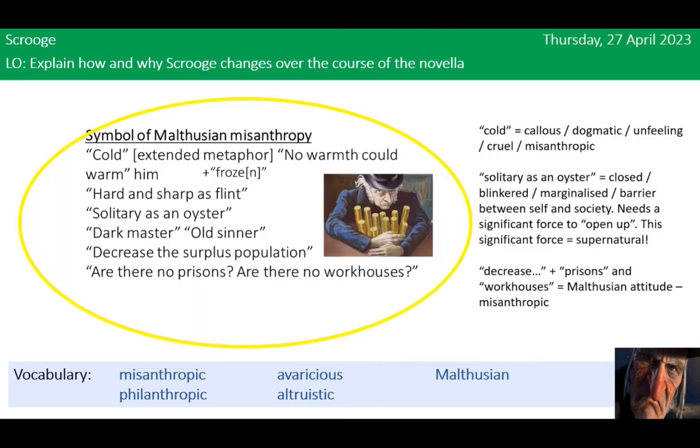Here are some key quotes to show Scrooge as a symbol of Malthusian misanthropy. He is cold, which shows that he's callous, dogmatic, unfeeling, misanthropic. He is solitary as an oyster, which shows he's closed, blinkered, marginalized. He needs a significant force to open up his shut-up heart. And that force is the supernatural. He also says that paupers should die and decrease the surplus population, which shows he has Malthusian attitudes.